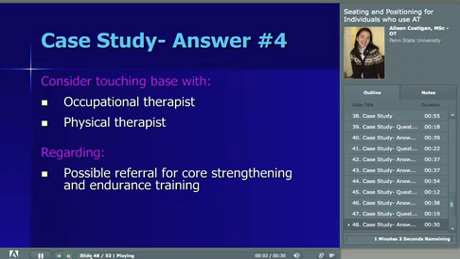Though an urgent referral does not seem required in Jessica's case, consider touching base with an occupational therapist or physical therapist on core strengthening and endurance training. These therapists may also have suggestions on equipment and handling techniques to promote appropriate seating and positioning and access to Jessica's communication board. As always, if you feel outside your professional realm, a referral could be considered.